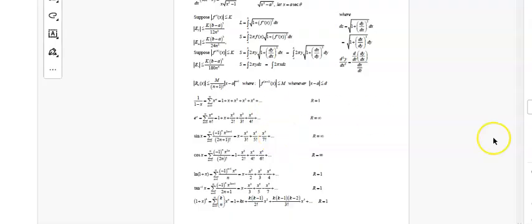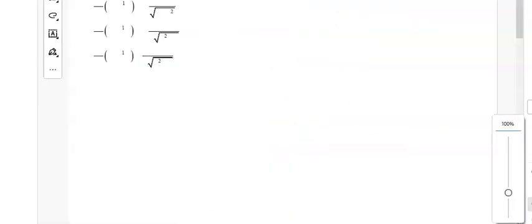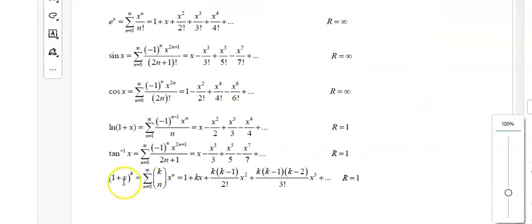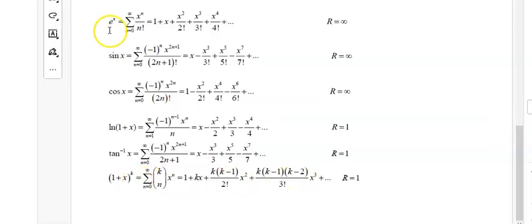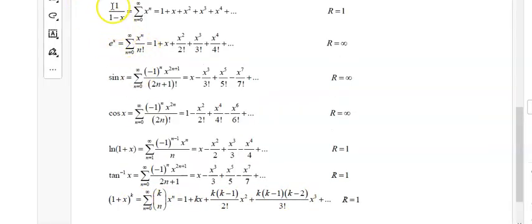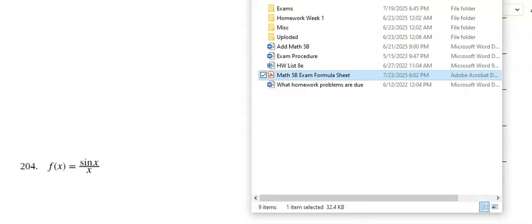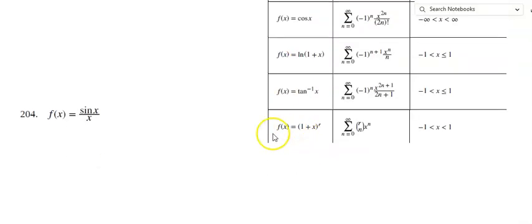And the formula given to you looks like this. Right there, binomial. So you're given 1 over 1 minus x, e to the x, sine of x, cosine of x, natural log, and 1 plus x to the k, and you can see it right there. That's Pasadena. But if you're at Cal Poly, the department is going to give you that.